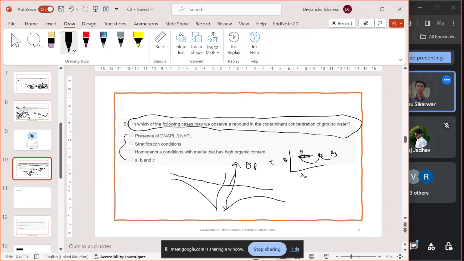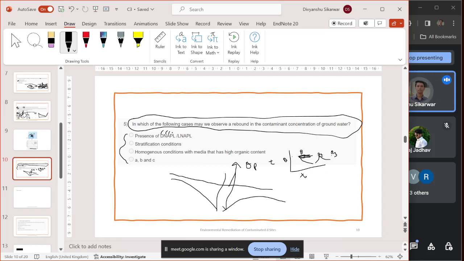So we have these options, like presence of DNAPL or LNAPL. DNAPL is dense non-aqueous phase liquid, and LNAPL is light non-aqueous phase liquid. If these two types of liquids are present as contaminant or as absorbent of contaminant, then there will be a reappearance or rebound in contaminant concentration of groundwater.